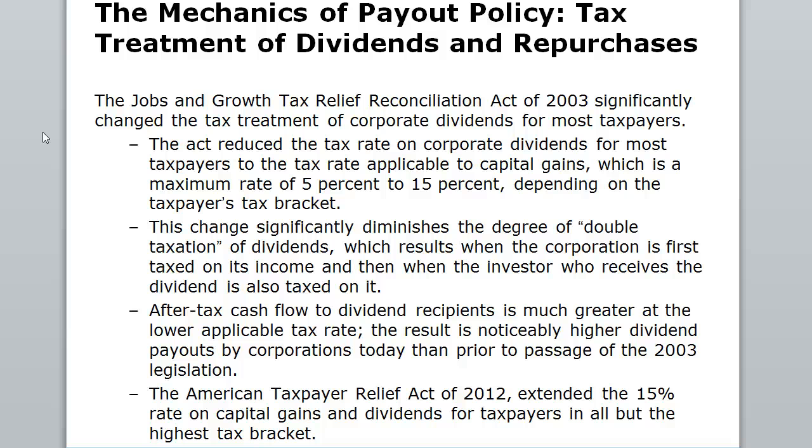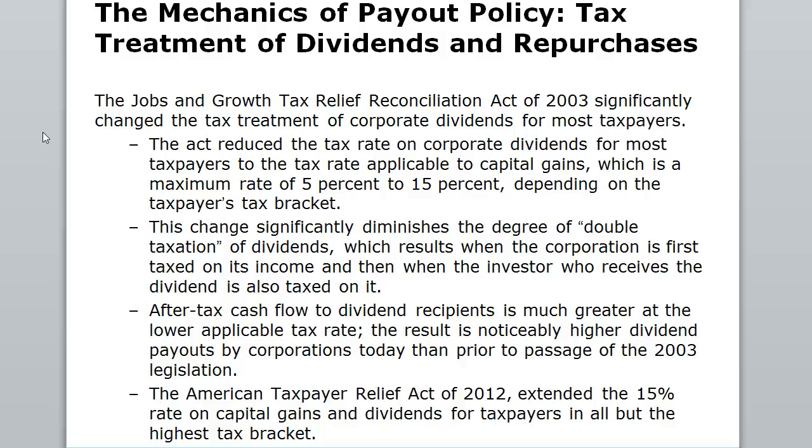Now things changed significantly in 2003 when they enacted a new tax law. So under this tax law, they reduced the capital gains tax on corporate dividends for taxpayers to a rate closer to the capital gains rate, which had a minimum of 5% and a maximum of 15% depending on your tax bracket. And this was to alleviate some of the double taxation that dividends face. Because remember that the company makes money, pays taxes on it, then it gives the dividends to shareholders and they pay tax on it again. So this is a double taxation. So they wanted to minimize this double taxation of dividends.